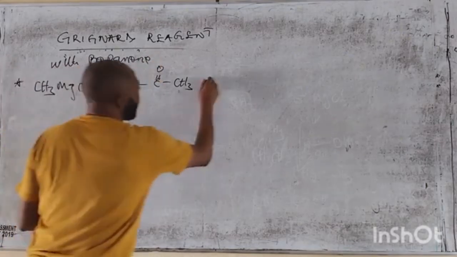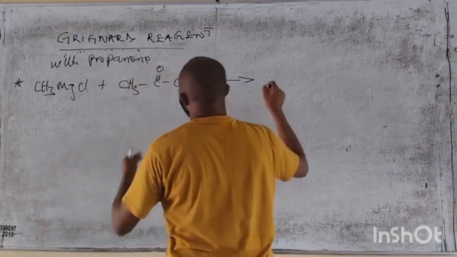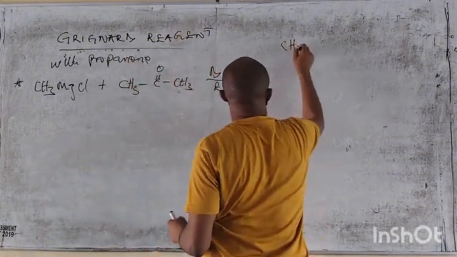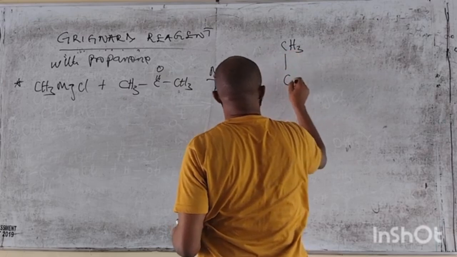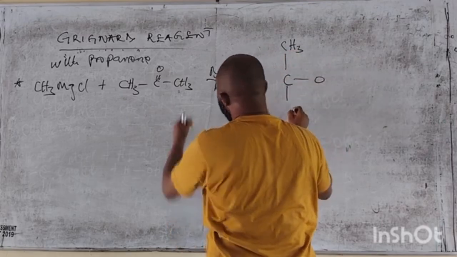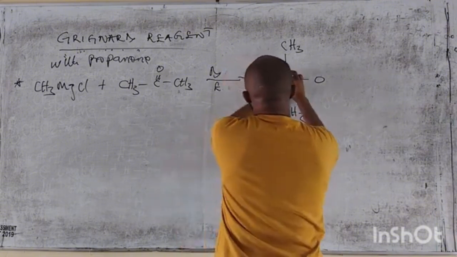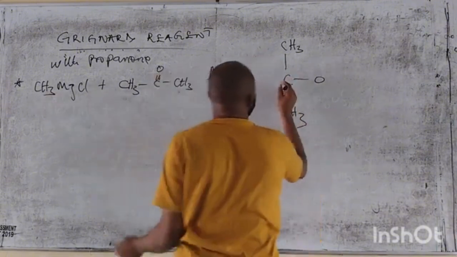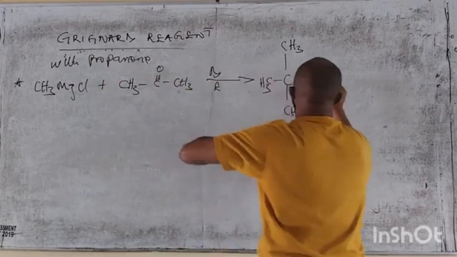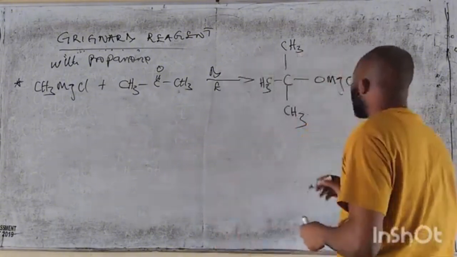So take note. If I have this with dry ether, I want to replace this in this manner. I have my CH3, CO negative, remember? And this other CH3 is here. The positive sign that is meant to be here will be replaced by this. So I have my CH3 here, and now I have OMgCl. This is what I get.